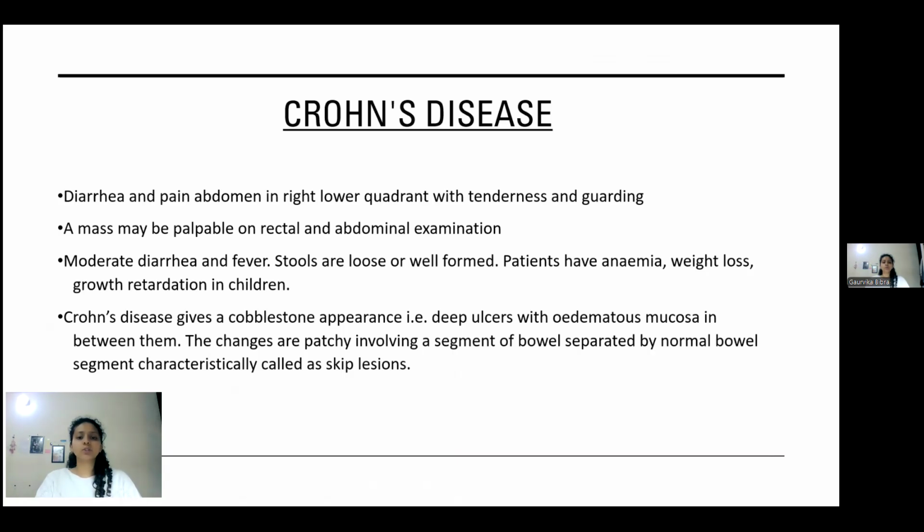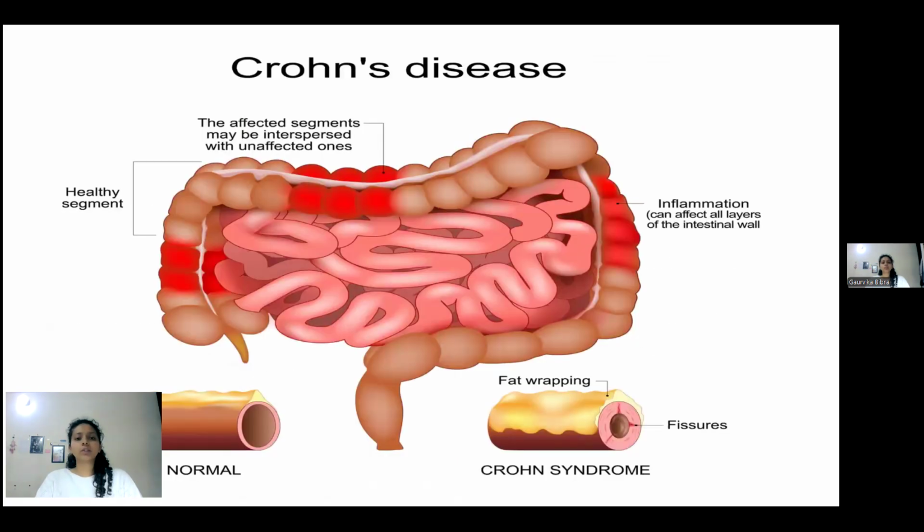Crohn's disease gives a cobblestone appearance, that is, deep ulcers with edematous mucosa in between them. There are patches involving a segment of bowel separated by a normal bowel segment, characteristically called a skip lesion. Now, this is an example of a skip lesion. There's a healthy segment separating the affected segment.